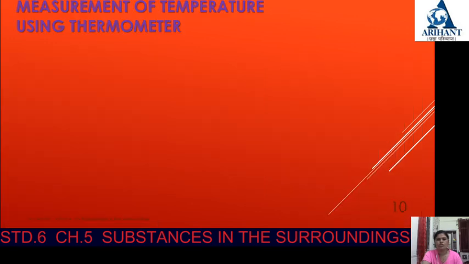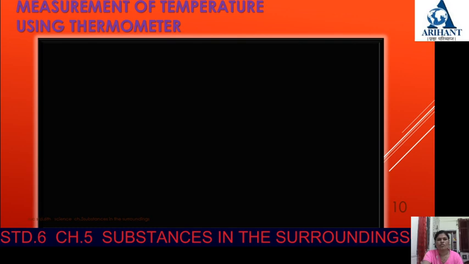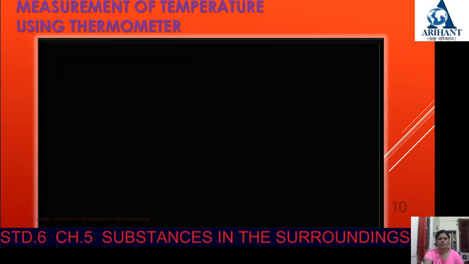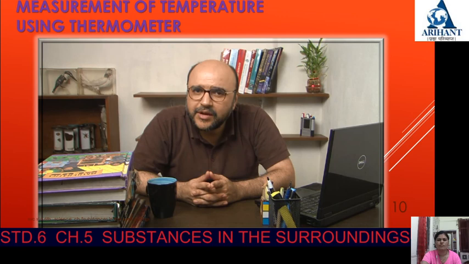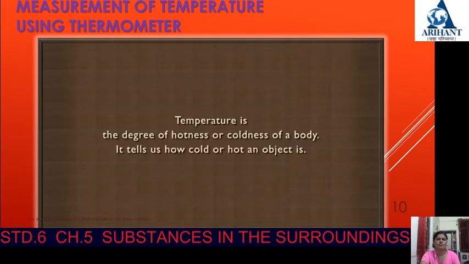Okay. So next is the measurement of temperature using a thermometer. Here is the video. See how temperature is measured. Can you tell me which is colder, a cold drink bottle or a chilled glass of water? You will make an assumption, but once we measure their temperature, we will get a clearer picture. Temperature is the degree of hotness or coldness of a body. It tells us how cold or hot an object is.